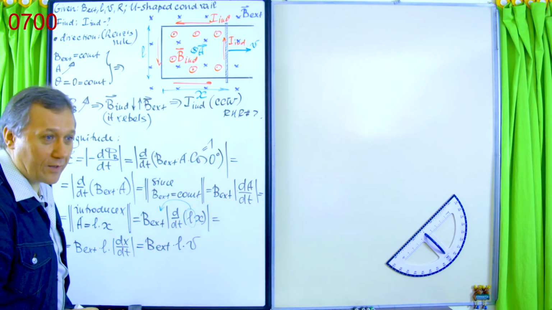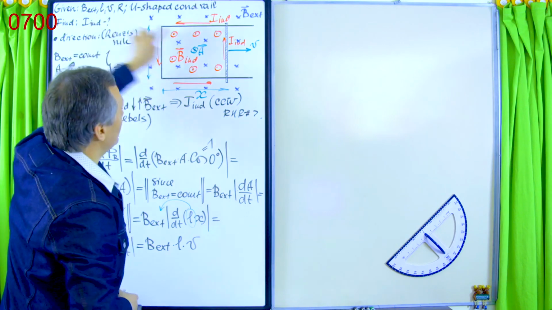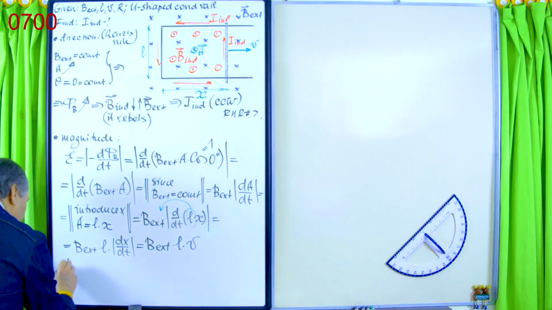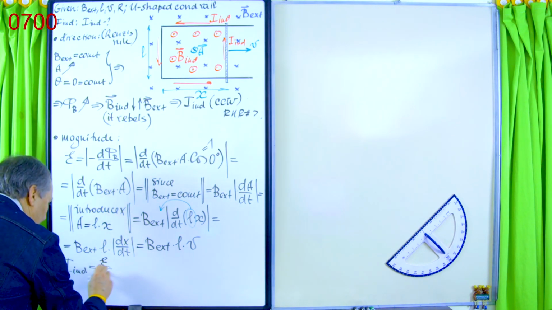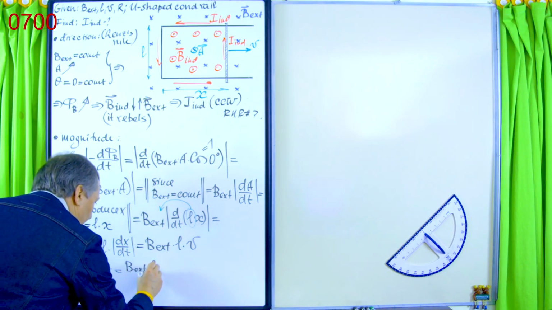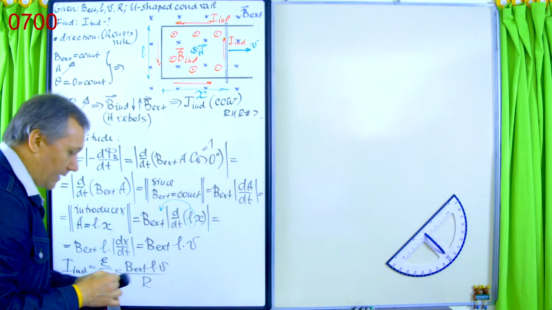So now we need to find current, Ohm's law, piece of cake. Resistance, we assume that is known at that particular moment of time. So now I induced equals EMF divided by R, equals, of course, B external times L times v divided by R. So that's the answer.